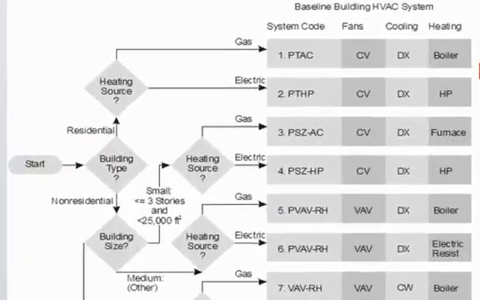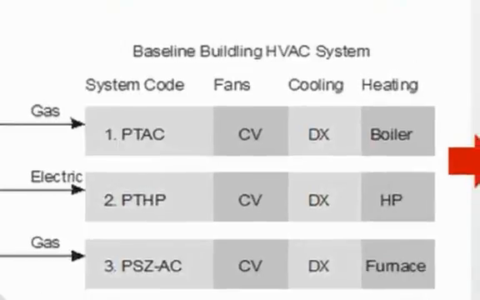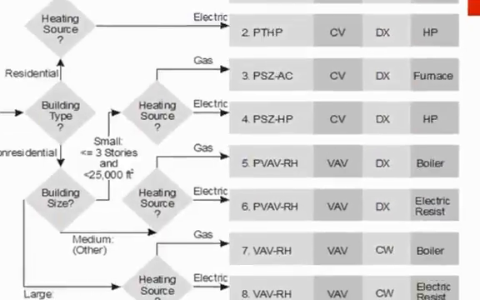So you begin on the left side, and the first question is, what type of building is it? Is it residential or non-residential? If it's residential, then the next question is, what is the heating source? Is it gas or electric? And then if it's gas, you get mapped to your baseline building system, which would be a packaged terminal air conditioner system with a boiler for heat, DX cooling, constant volume fan, and so forth.